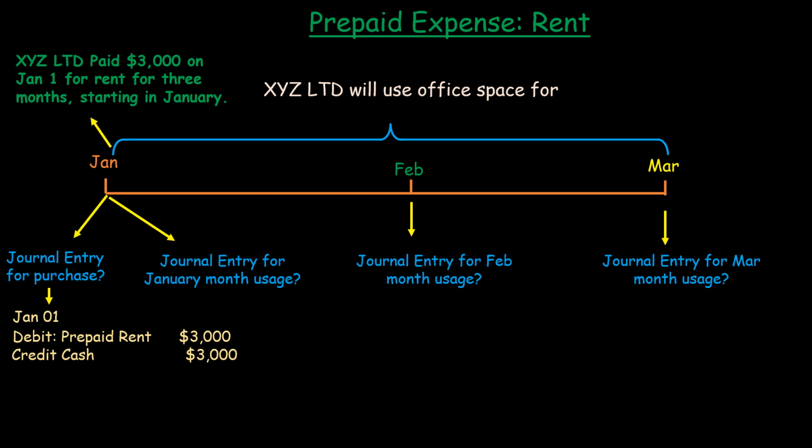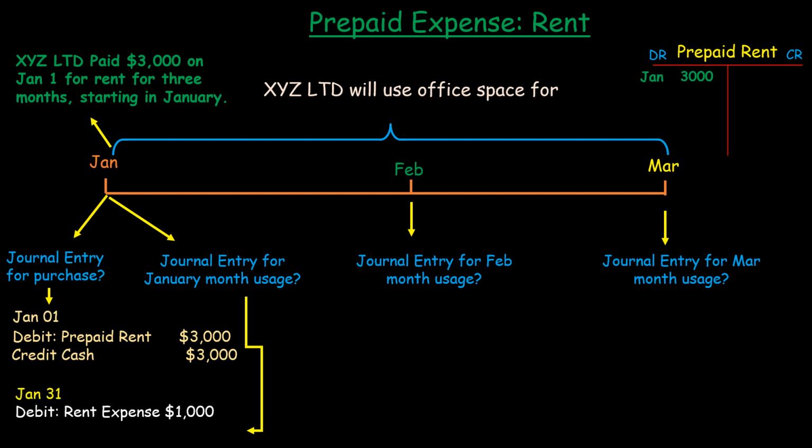Now, what will happen at the end of January? Before we look at that, let's update the T account. So you can see that the T account 3000 has been updated for prepaid on the top right corner. Now at the end of January, 1 month of that service has been used. So when something is used, it becomes expense. Now we ask ourselves, what is used? It's the office space that's used, and the office space is rent expense. So we are going to debit rent expense $1,000.